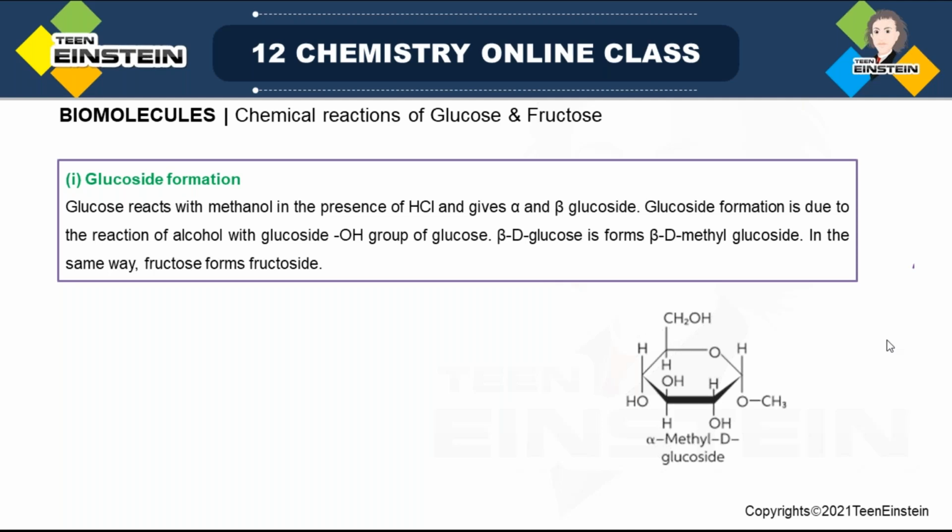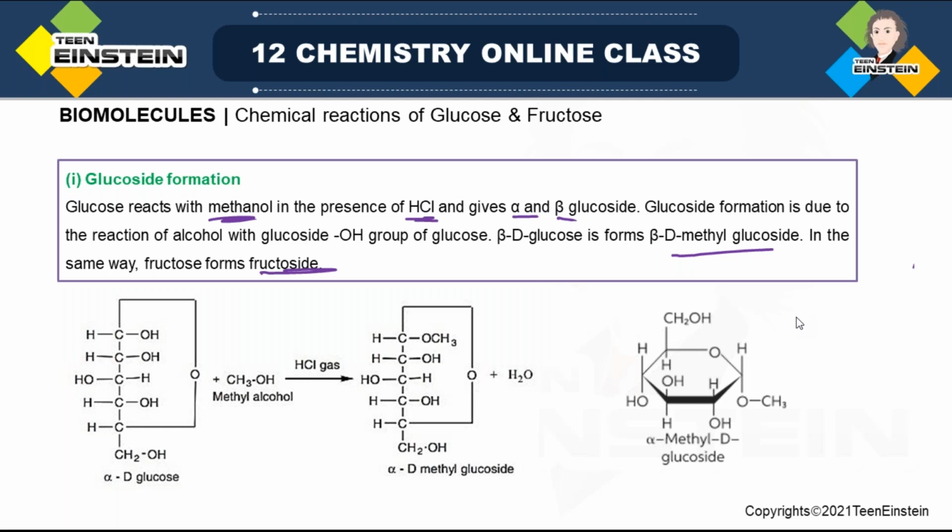So the first reaction is glucoside formation. Glucose reacts with methanol. Not necessarily methanol, you can take any other alcohol, in the presence of acid, HCl, and you get alpha and beta glucoside. This is because of the reaction of the alcohol with the glycosidic OH group of glucose. So just remember the cyclic structure of glucose, where you have the glycosidic OH, I mean the anomeric carbon OH, the newly generated OH. That OH will react with methanol. So the compound that you will get from beta D glucose will be beta D methyl glucoside, and from alpha it is alpha D methyl glucoside. And in the same way fructose can also give you a molecule, but now the name is different. Here we are calling it glucoside, it will be fructoside.